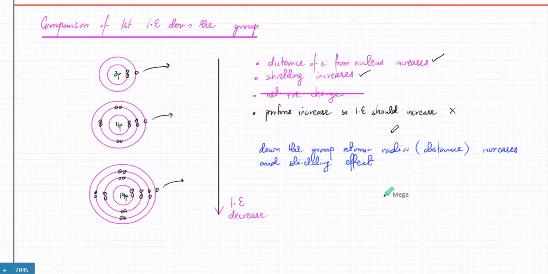Anyways, so you have down the group atomic radius increases and shielding effect also increases. So ionization energies would decrease, or it would become easier to remove electrons, despite the fact कि एक factor उसको support नहीं कर रहा, despite the fact that protons are increasing or the nuclear charge is increasing.